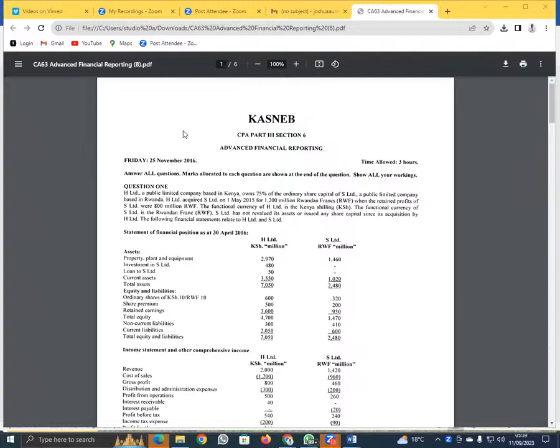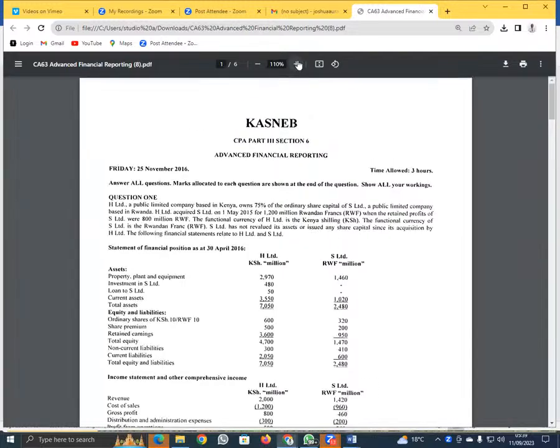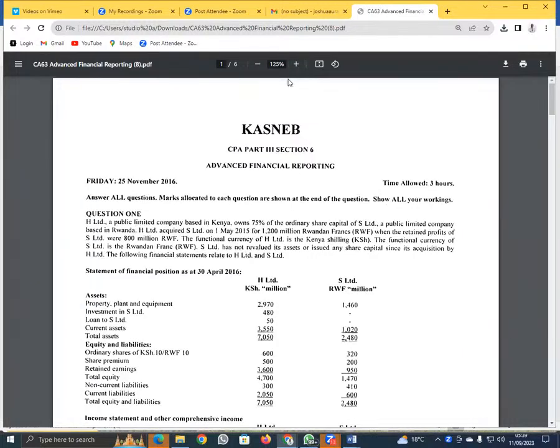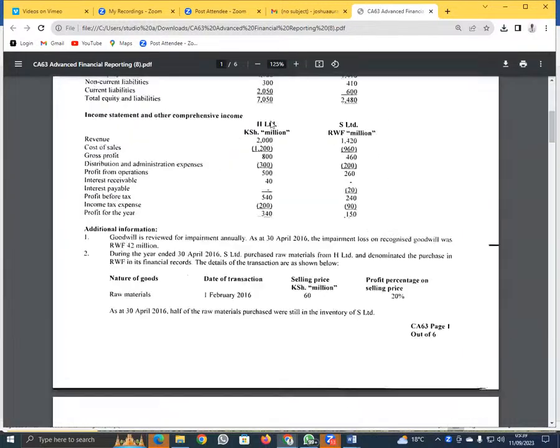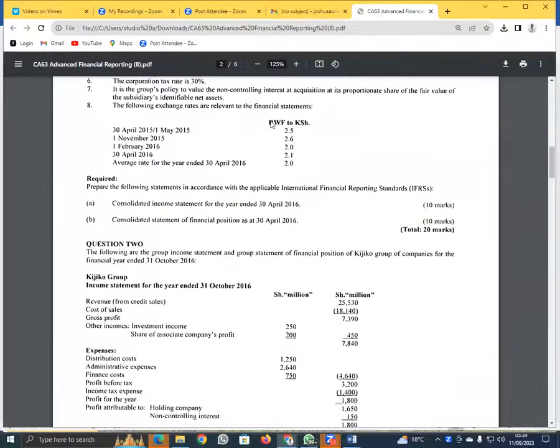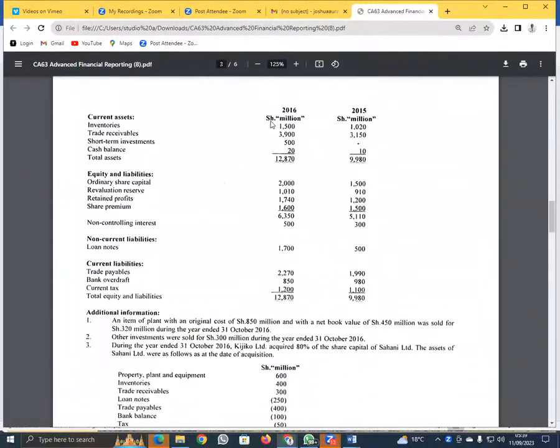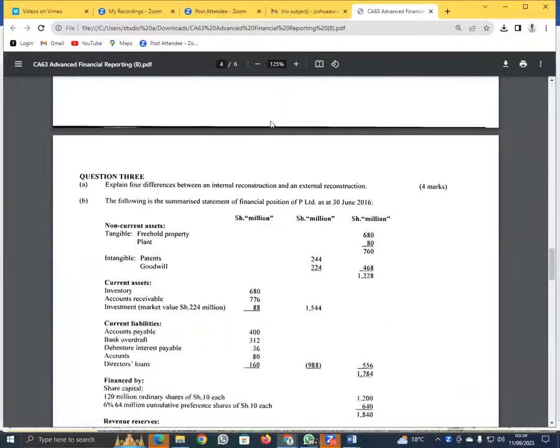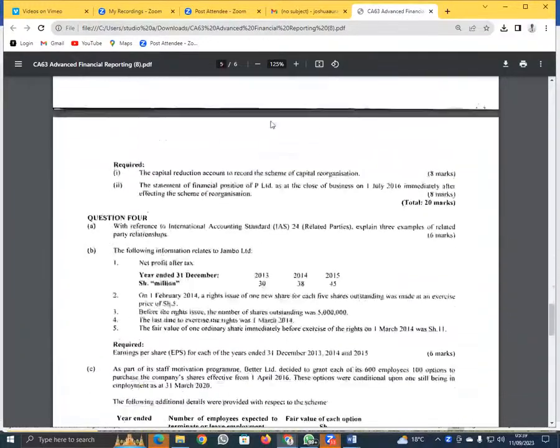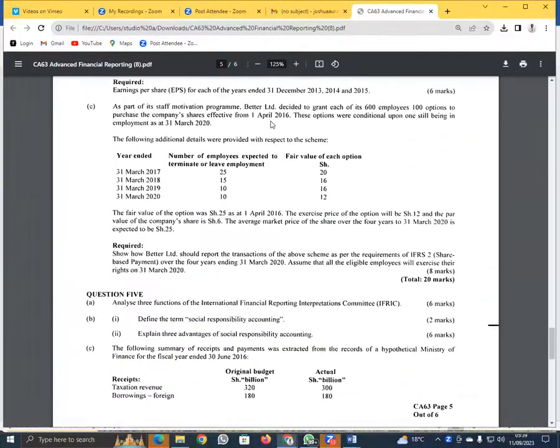Great. So PDF expanding this is very easy. So it's November 2016, question number 4C.